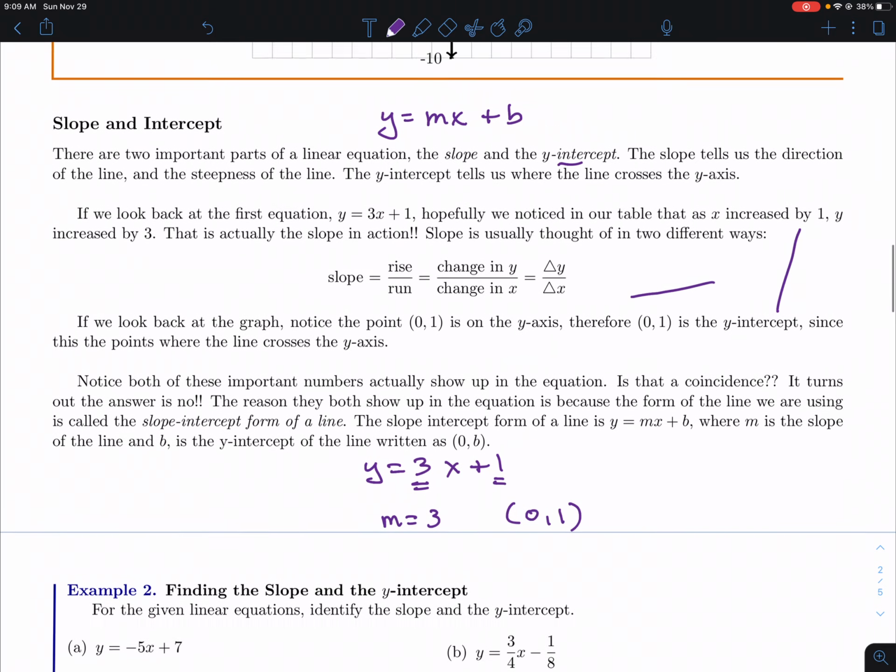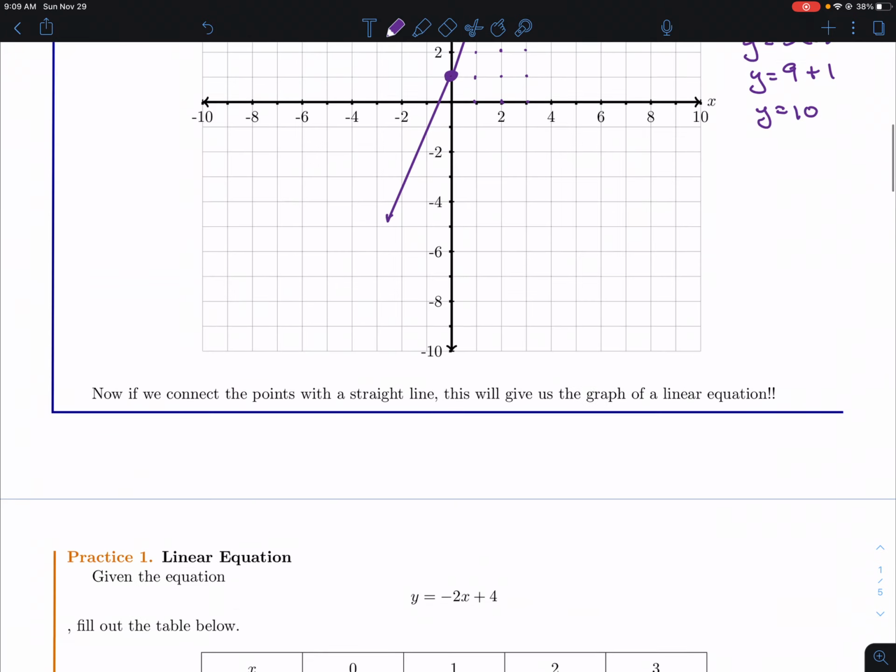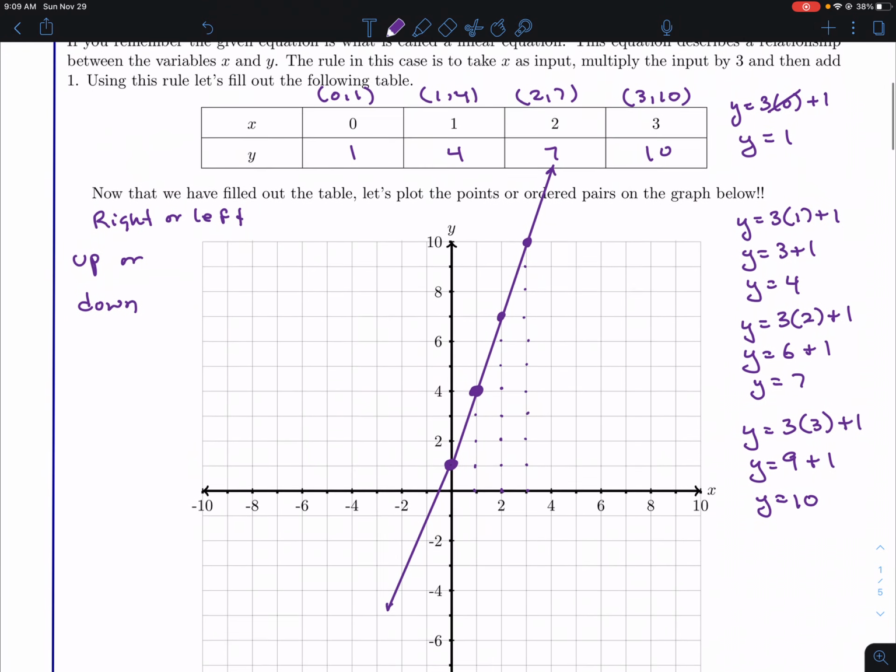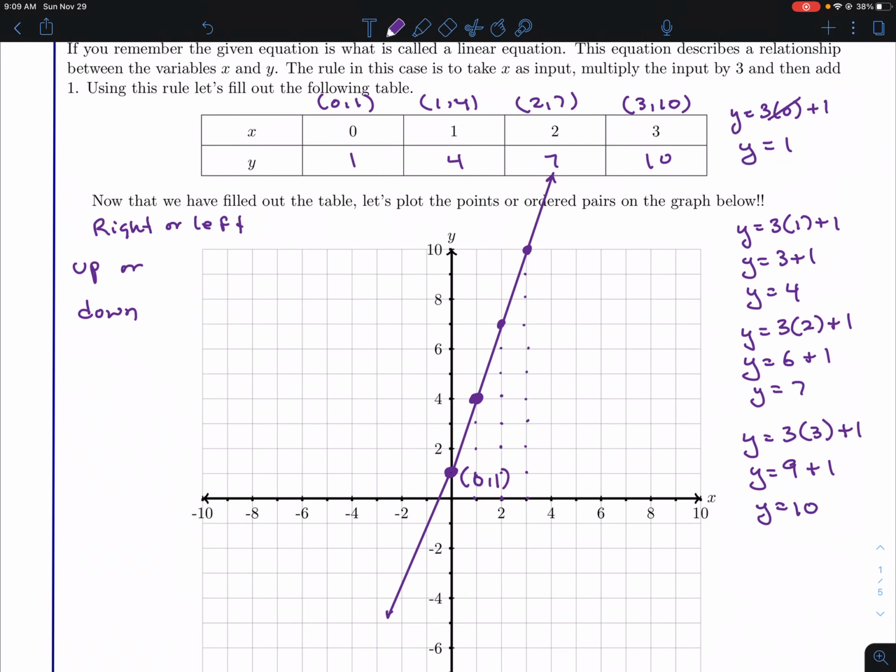If we look at the equation above, when we did our work, here was our (0, 1), which was our y-intercept, and if we look at how this increased, notice that each time it increased by plus 3. So that's what our slope is telling us. It's going to increase each of these values by plus 3.